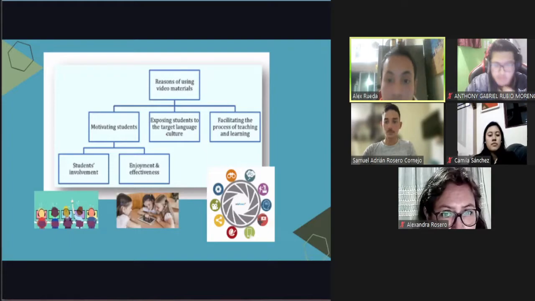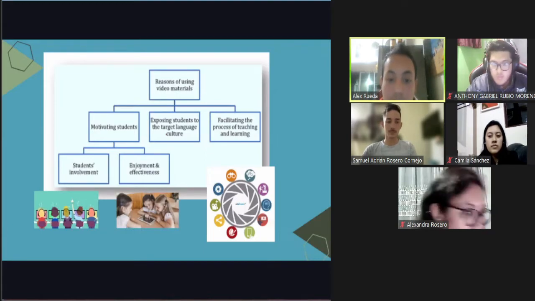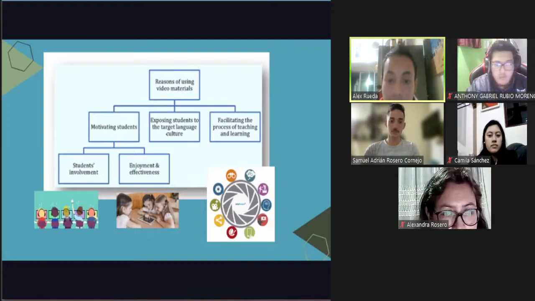The third is facilitating the process of teaching and learning. It is helped according to their abilities. It helps students to be good observers. And finally, the use of these materials allows the teachers to share a lot of information.